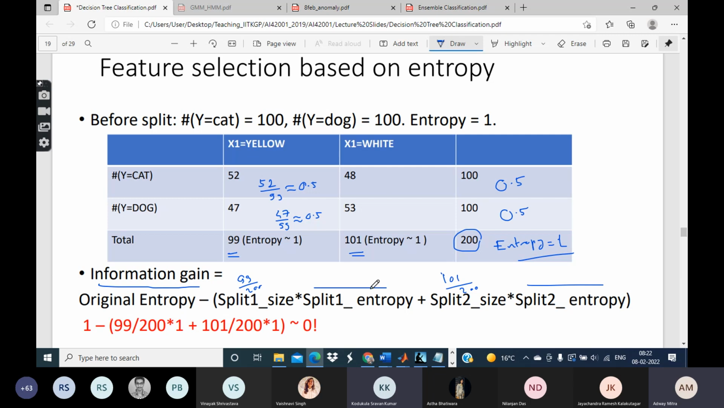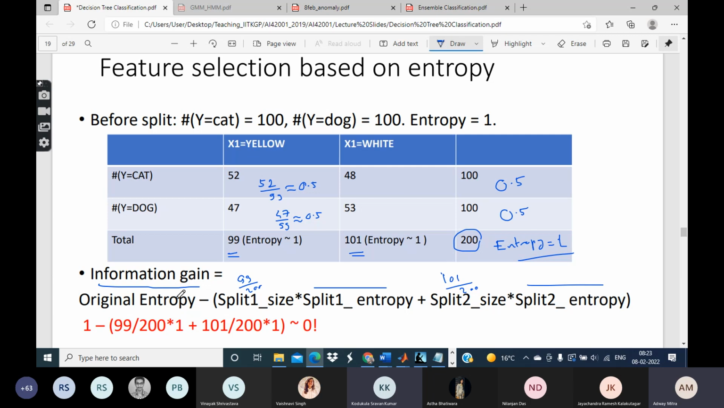The entropy need not be zero, but it will be close to zero. The original entropy will be close to one because both classes are heterogeneous, meaning different classes will have nearly equal probability. But if the feature is discriminative, then in both subclasses one label will be dominating. So the entropy will be close to zero, which means, as you correctly said, this difference will be large.